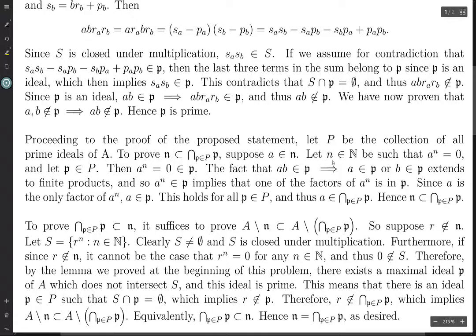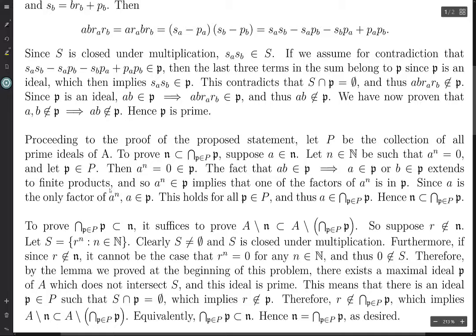So let n be a natural number such that a to the n equals 0, and let P be some prime ideal. Then a to the n equals 0, but 0 is in every ideal, so it's in every prime ideal. Now, by definition of a prime ideal, if A times B is in P, then A is in P or B is in P. This extends to finite products.